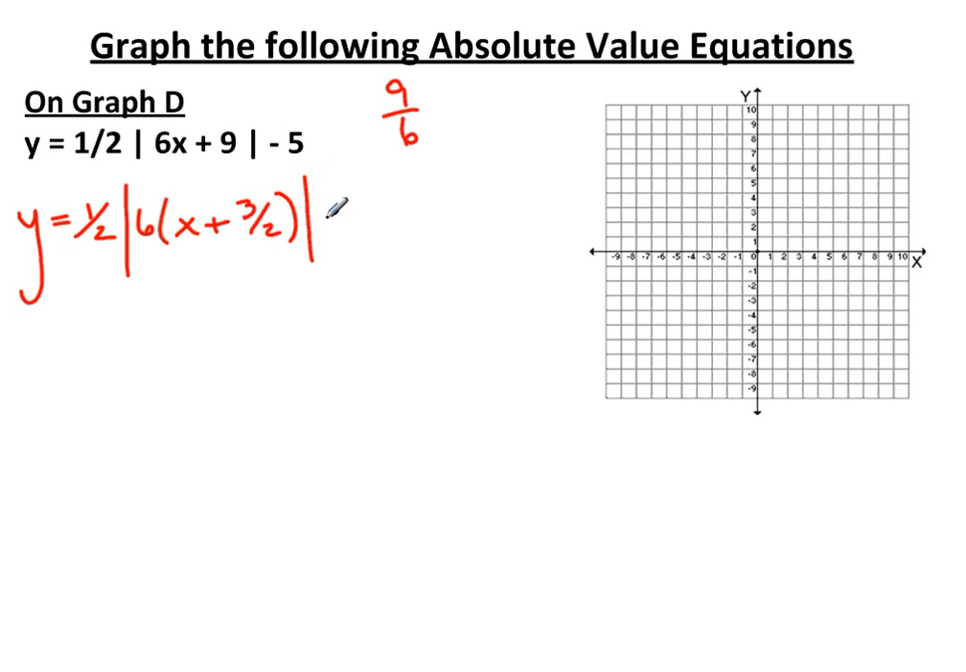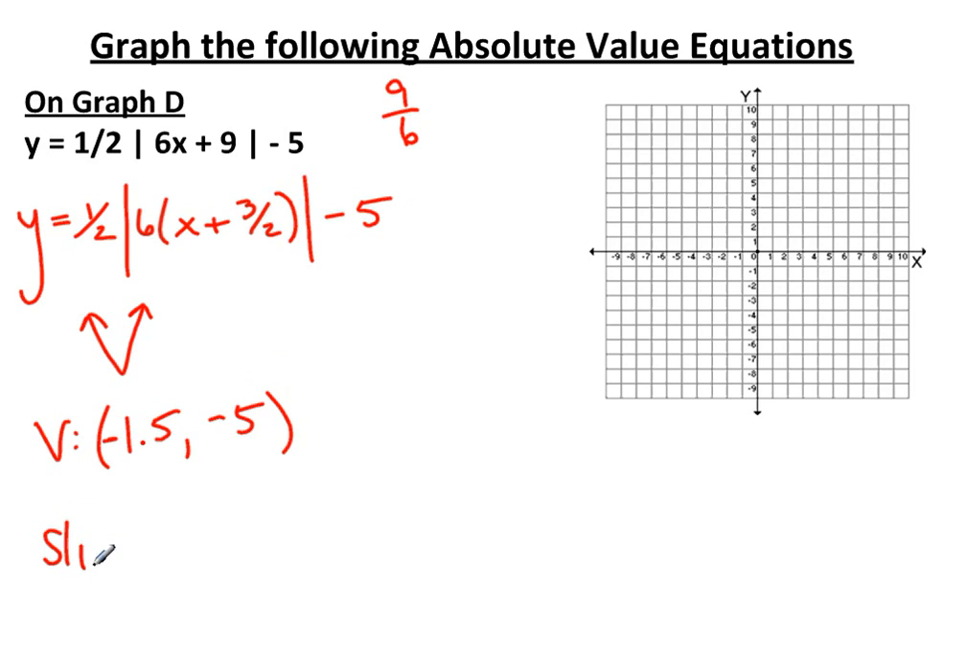Okay? And then minus 5. Okay, so this one isn't as nice, but I know it faces up. My vertex is at 3/2 or 1.5. That might be easier to graph, comma, which is going to be the opposite sign. So negative 1.5, comma, negative 5. We're going to do the opposite of what's in here, and then write exactly what this is.